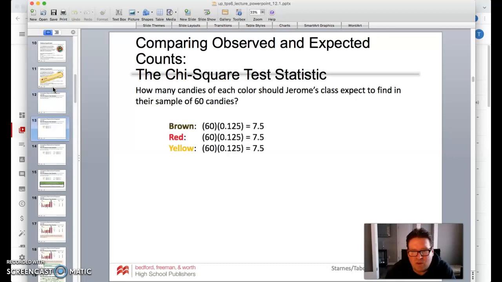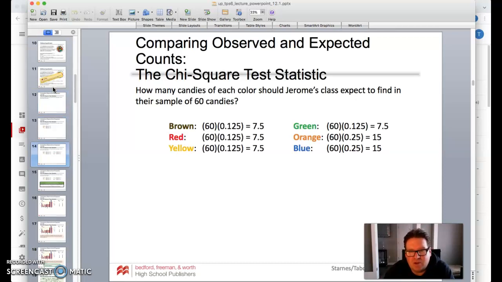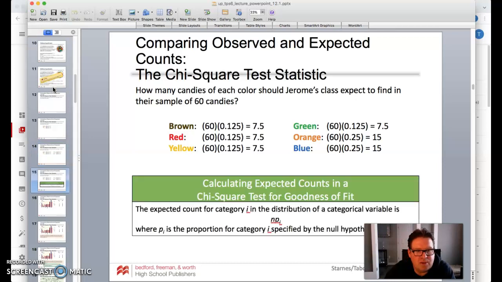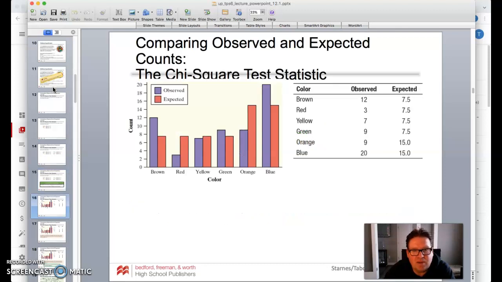Well, if we go by those proportions, we multiply 60 times each of those, and we can see the following results. Now, the expected count for category i in the distribution of a categorical variable is n times the proportion of category i specified by the null hypothesis. Okay, so again, here's what we got. We've got some observed values and what our expected values are.